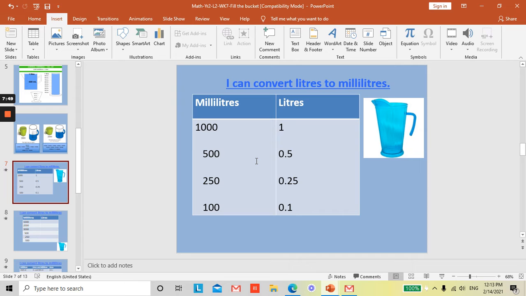When you're changing to liters, you need to take 1,000 and divide by 500. 1,000 has 3 zeros, and 500 has 2 zeros. So 1, 2. This 2 is going with 1,000. Let me write here.